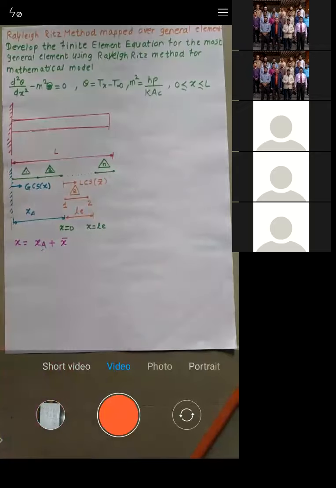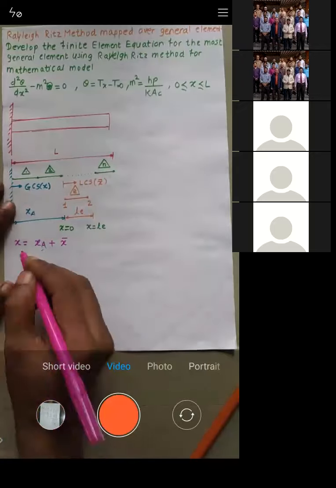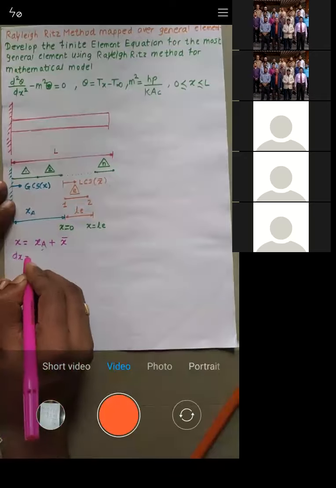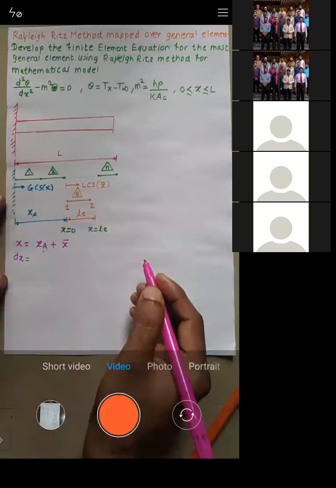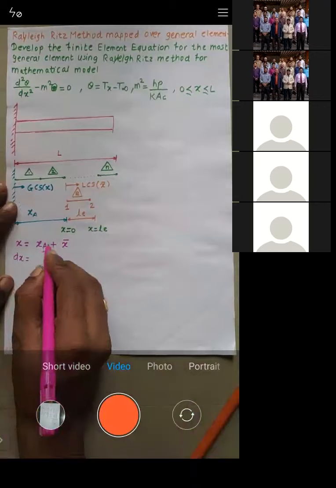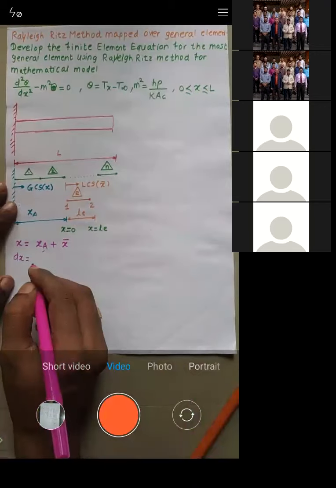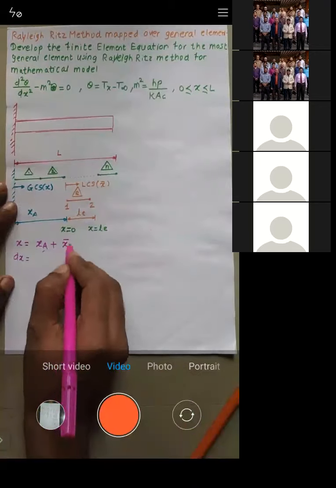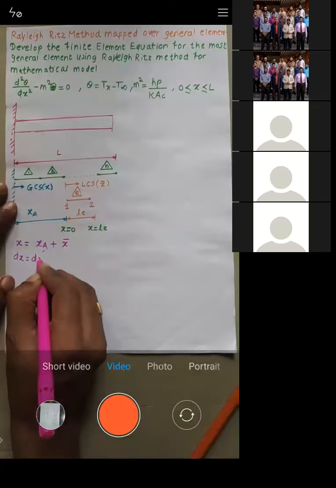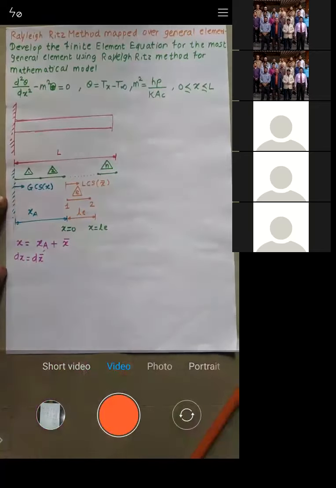Is it okay or not? So let us take the derivative now. What is the value of dx? Just take the derivative. Derivative of x is dx. Derivative of xa is 0. What is the derivative of x bar? It is dx bar.